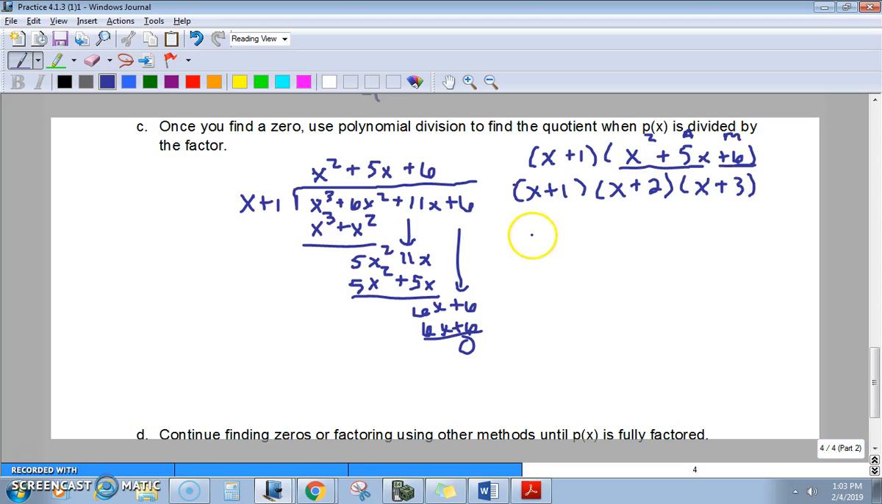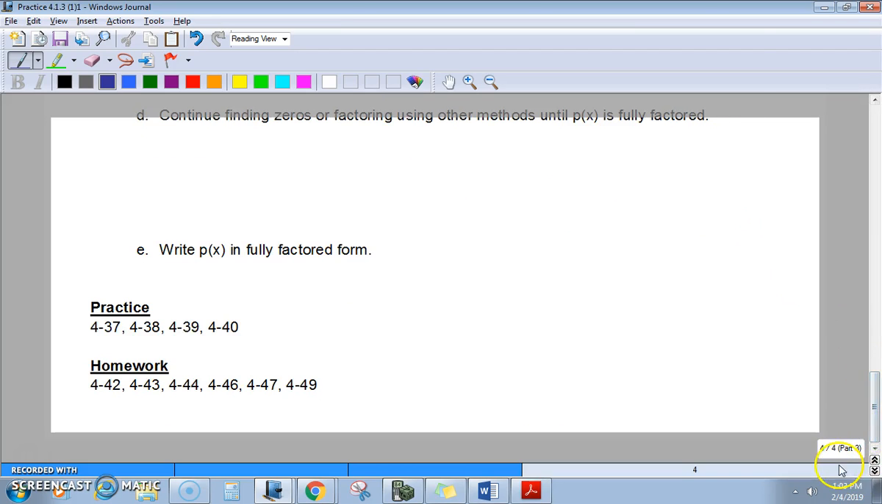So the rest of the zeros are, I have x1 is negative 1, x2 is negative 2, and x3 is negative 3. Now it's fully factored. Oh, and you write that there.